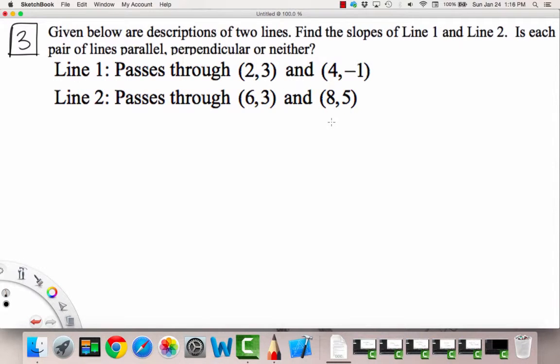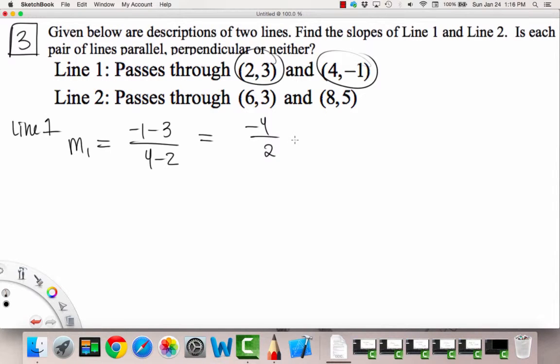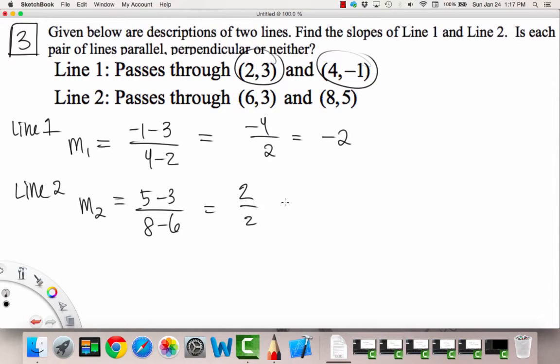Okay, number 3, we're told that given below are descriptions of 2 lines. Find the slopes of line 1 and line 2, and then determine whether the lines are parallel, perpendicular, or neither. Okay, so let's do line 1 first. The slope m1 is equal to, let's make this the second point and this the first point, so we'll have -1 minus 3 over 4 minus 2, and this is equal to -4 over 2, which is equal to -2 overall. Line 2 is given by the slope m2 equal to 5 minus 3 over 8 minus 6, which is 2 over 2, which is equal to 1.